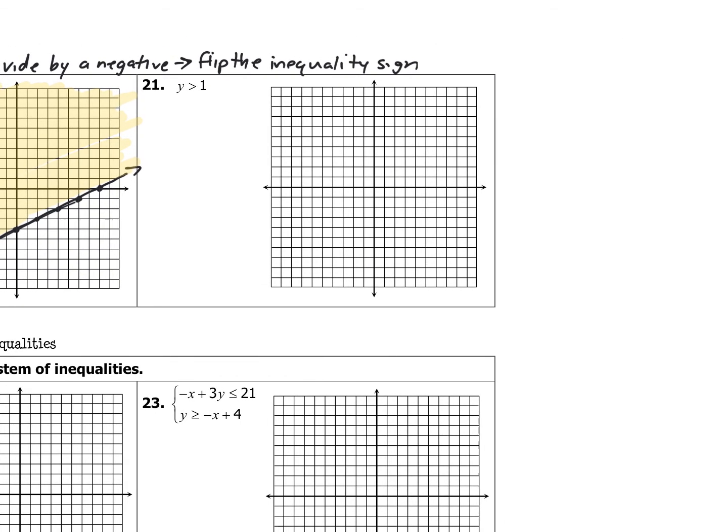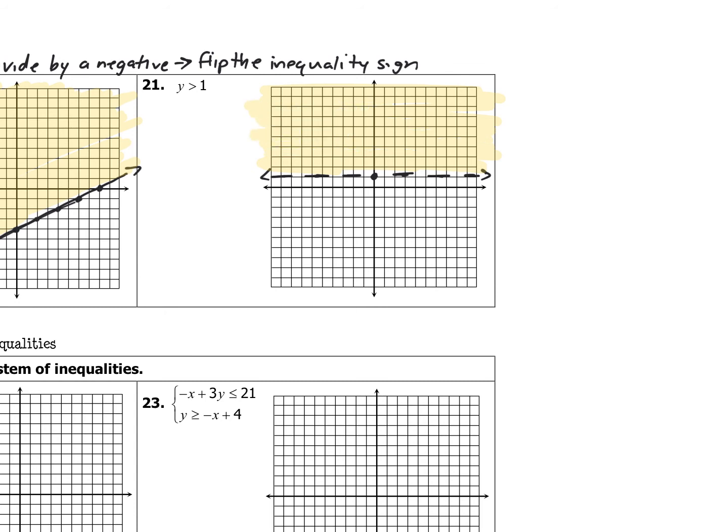All right, 21. y is greater than 1. This is going to be a horizontal line. So we make a dot at 1. Since it's greater than, this is a dotted line, not a solid line. That means that the points on this line are not solutions to the inequality. And since it's greater than, I shade above. That's it. Easy peasy. If it's x is greater than, that's a vertical line.